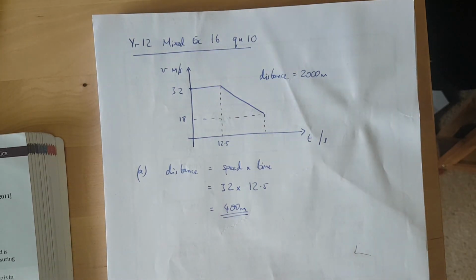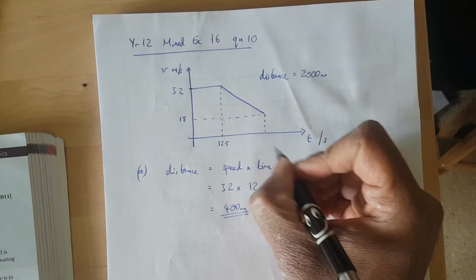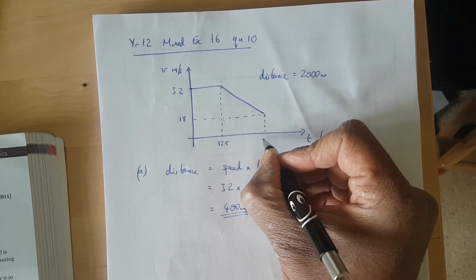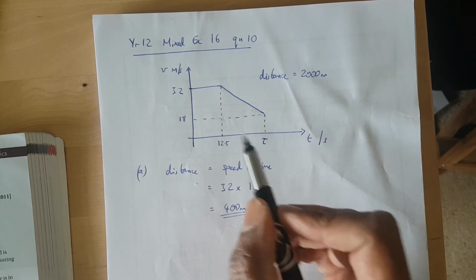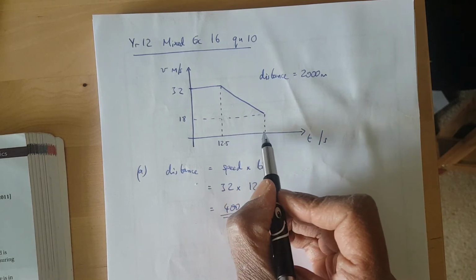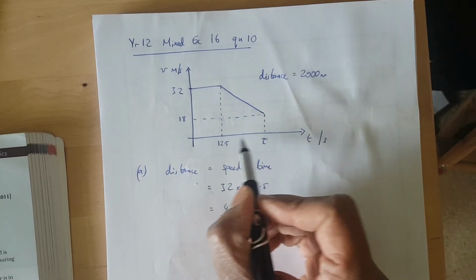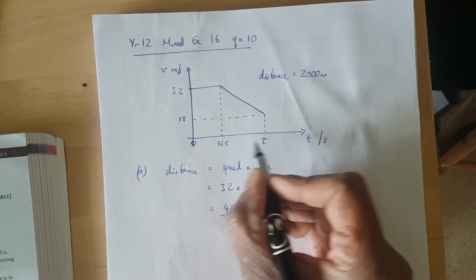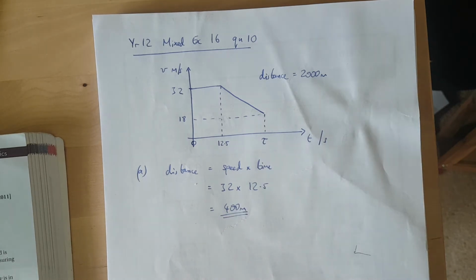I'm then asked to find the time for which the car is decelerating, which is, let's be careful here. If I call this some time tau, then the time for which it is decelerating is in fact this time here, tau minus 12.5. So let's be careful. Tau is the actual time from 0. The time for deceleration, of course, is there.